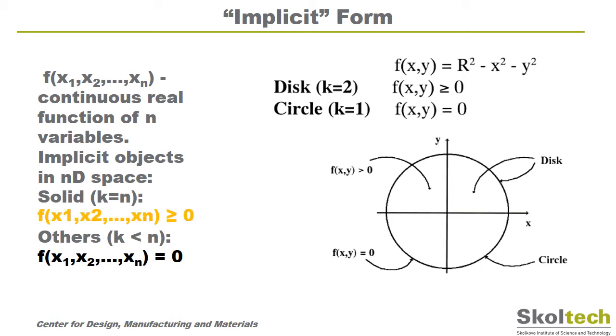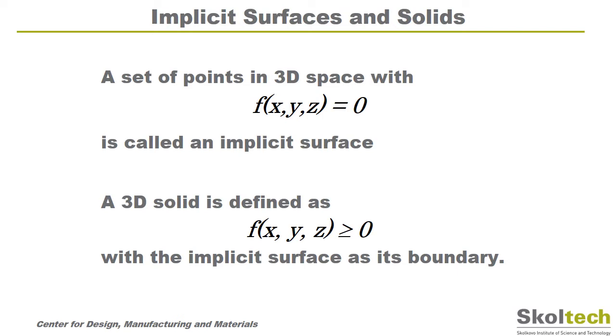Solids have dimensionality equal to the space dimension. Solids are n-dimensional objects in n-dimensional space, as a two-dimensional disk in the two-dimensional space shown on this slide. Disk is a solid with internal and boundary points belonging to it. Let us make a step one dimension higher and consider functions of point coordinates in three-dimensional space.